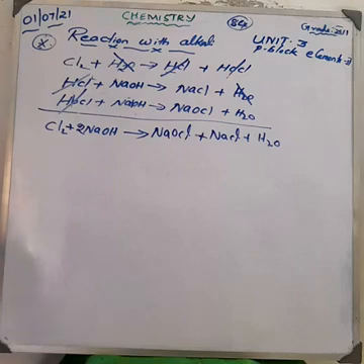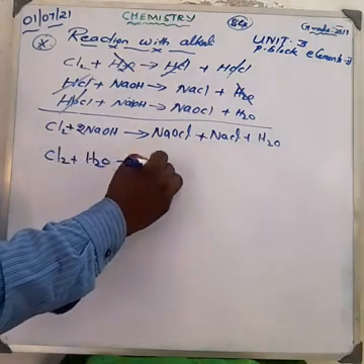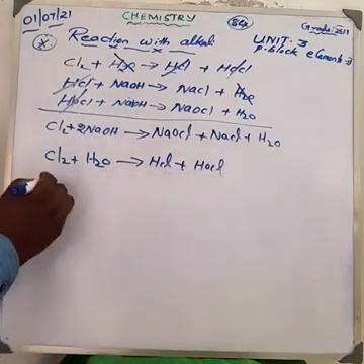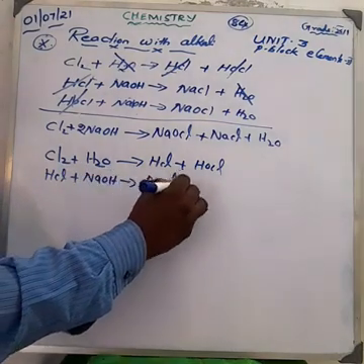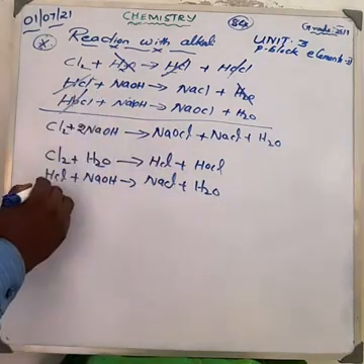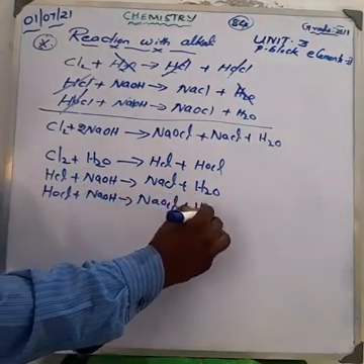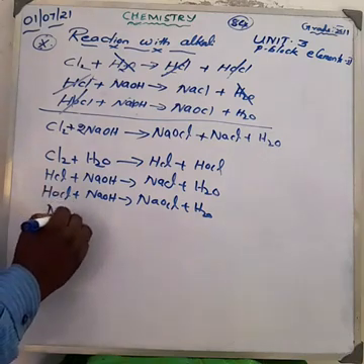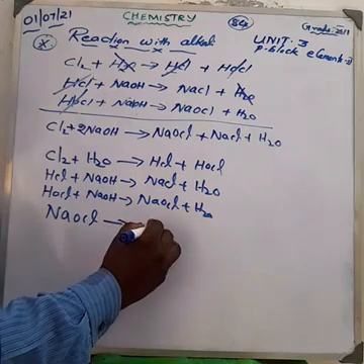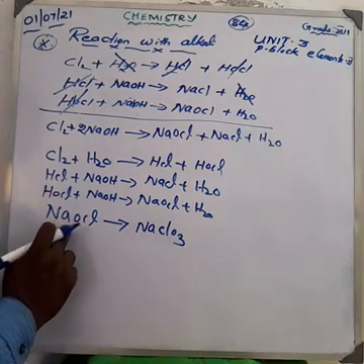Next, we can write: chlorine reacts with water, we get HCl and HOCl. Am I right? This is the first reaction. In the second reaction, the product HCl reacts with sodium hydroxide, and we get sodium chloride and water. Next, we write the second product, HOCl, reacts with sodium hydroxide, and we get NaOCl plus H2O. Am I right? Next, a new reaction we are writing: sodium hypochlorite is converted into sodium chlorate. Again, we are writing the fourth reaction.